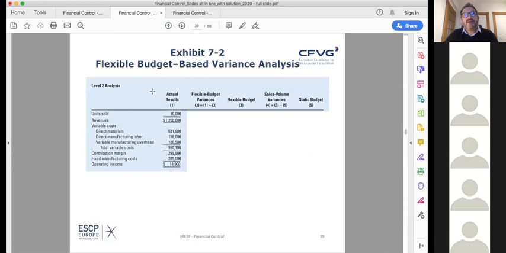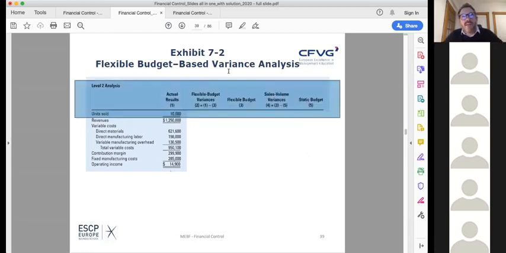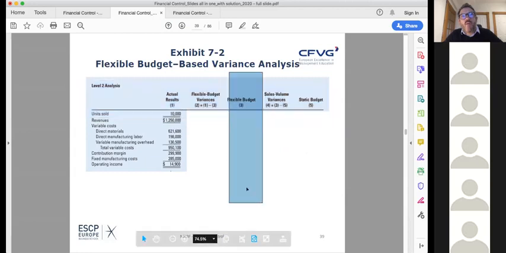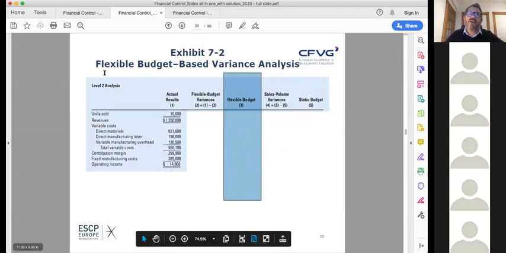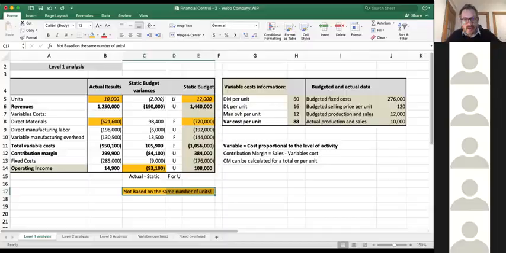We're gonna do this in our Excel file. We're gonna create in the middle one new column that's gonna go between actual results and static budget. It's like we create an intermediary step. So this flexible budget is we do the budget again, but for 10,000 units instead of 12,000 units. So if we go back to our Excel file, I'm gonna give you some time to do it.